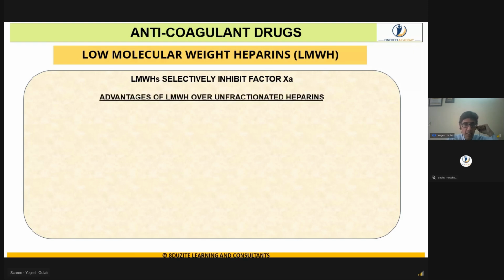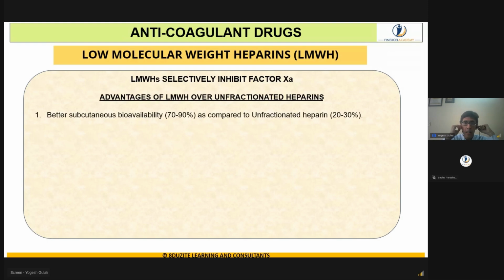The other advantages of low molecular weight heparin over unfractionated heparin are that low molecular weight heparin has a better subcutaneous bioavailability, 70 to 90%, as compared to unfractionated heparin. So if you inject a drug subcutaneously, the amount which is available for action is the bioavailable drug. So in unfractionated heparin, it is 20 to 30%, and in low molecular weight heparin, the bioavailability of subcutaneous route improves to 70 to 90%.